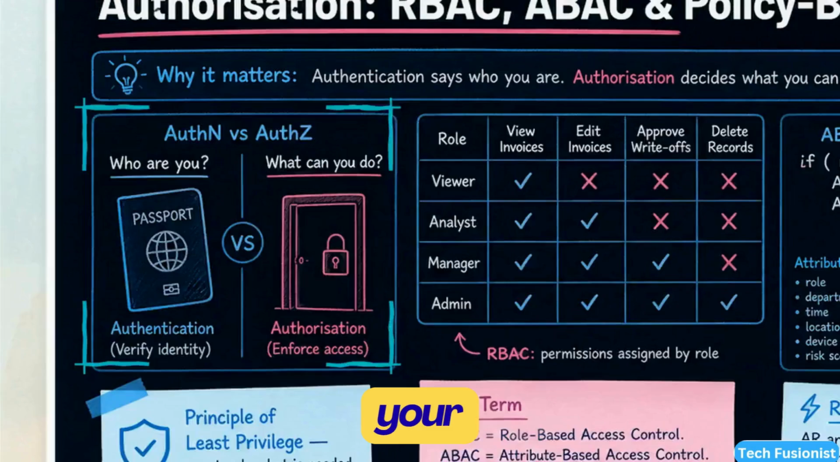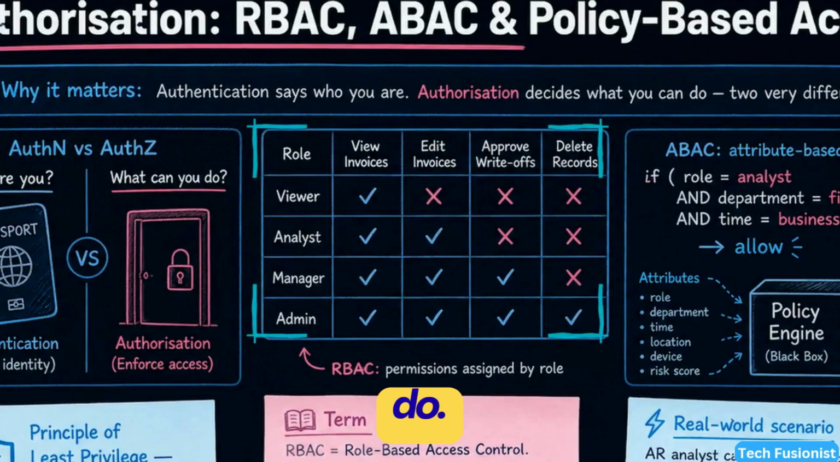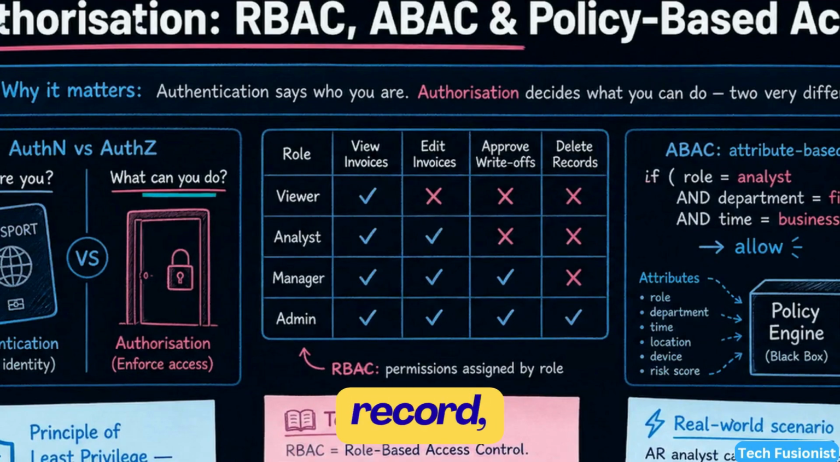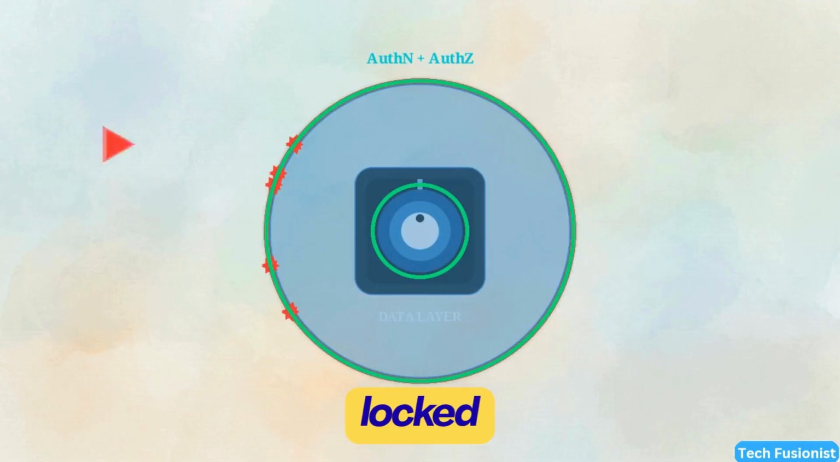Just because the server knows your name doesn't mean you can see everything. This matrix shows authorization, defining what you are actually allowed to do. A viewer might only see a record, while an admin can edit or delete it. Data is the system's most valuable asset. A backend engineer's job is to keep that vault locked against intruders while ensuring it opens instantly for authorized users.